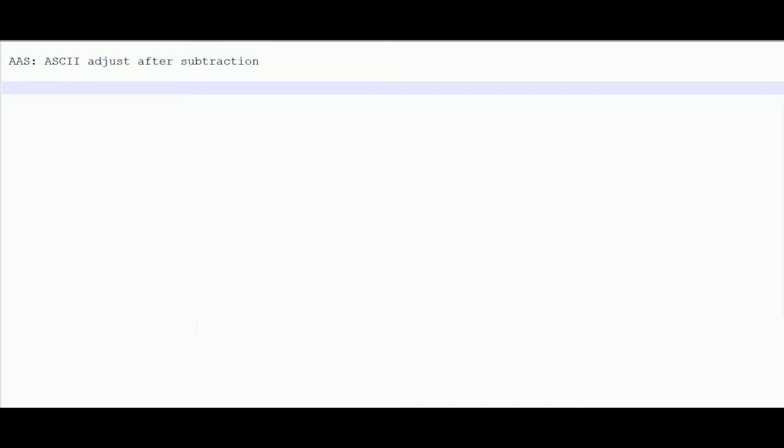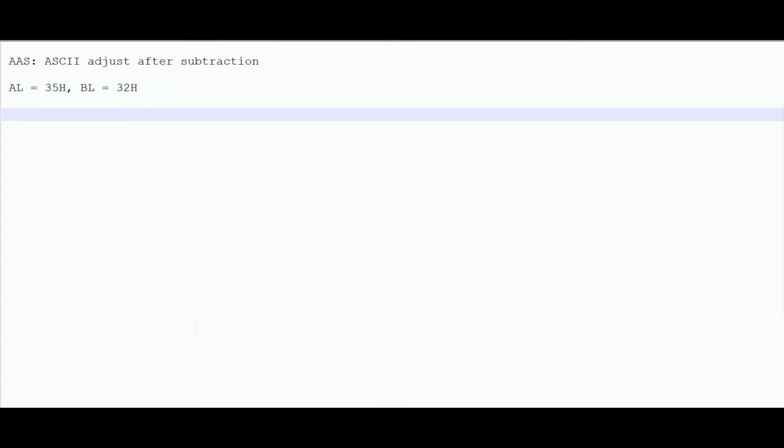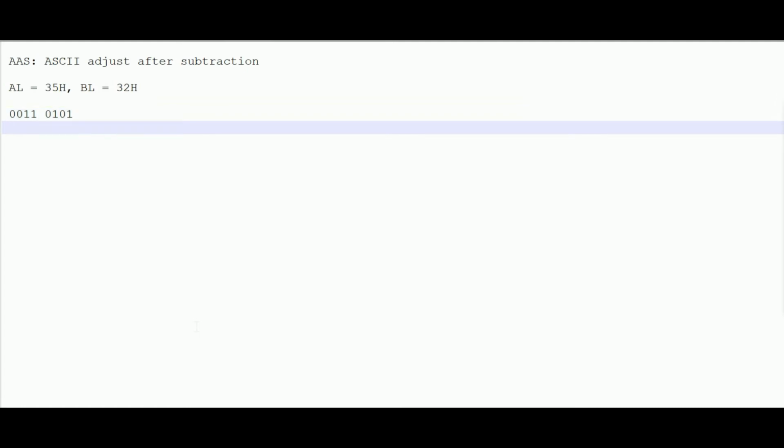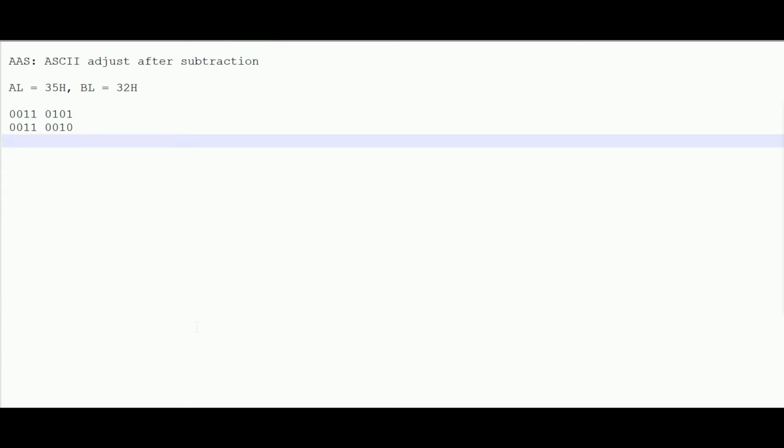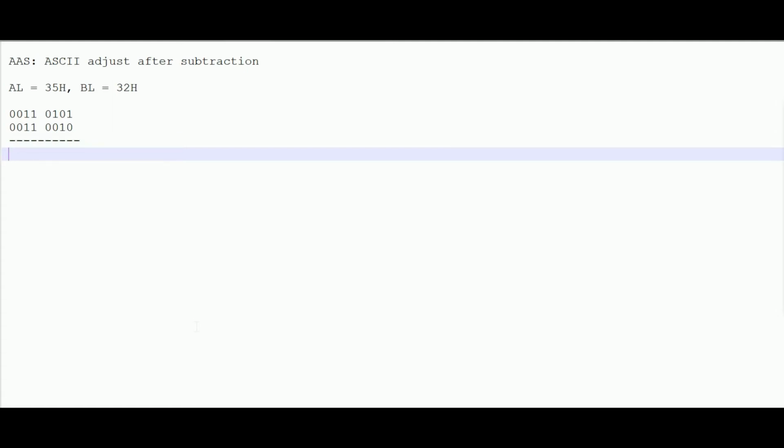Suppose the content of AL is 5, which is represented as 35H, and the content of BL is 2, so it becomes 32H. If we subtract that, the AL content becomes 0011 0101, and the BL content is represented as 0011 0010. If the two of them are subtracted, we get 0000 0011. So the answer is 03H.